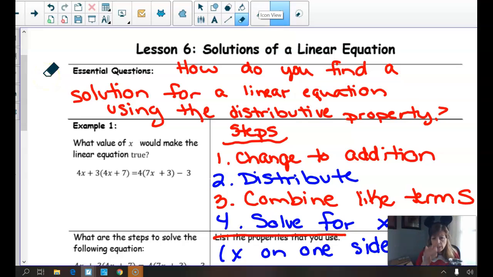All right, so what we're looking at today, if you printed out the notes, it might be helpful actually. Those are some steps that we need to follow. The essential question today is, how do you find a solution for a linear equation using the distributive property? So it's the same as we've been doing. We're solving for that unknown. We're solving for that variable. However, x is going to be on both sides, and we are going to have parentheses. So if you're good with parentheses, you should be good with this lesson.